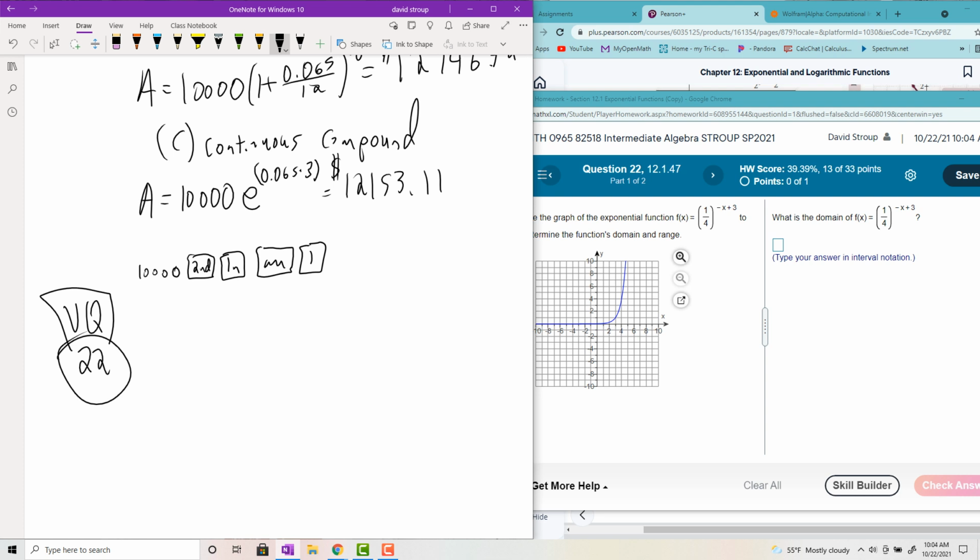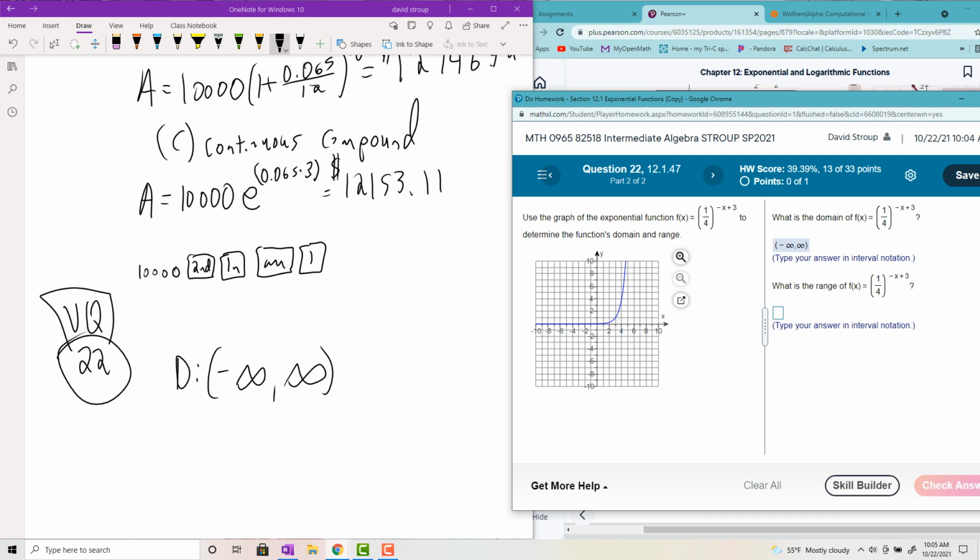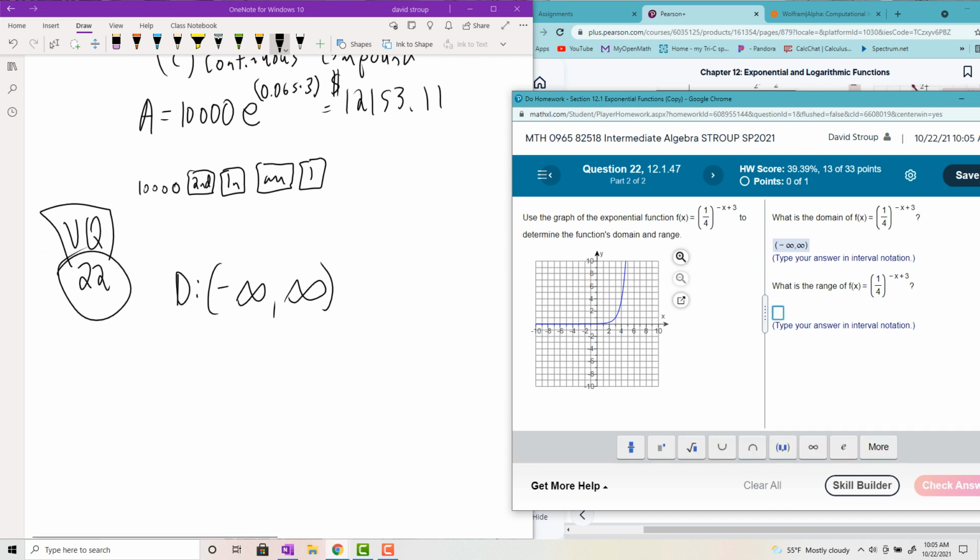Okay, so what's the domain of this thing? Of course, the domain for all of these guys is just going to be negative infinity to infinity. Then the range is probably going to ask for it. You can just look at the graph. It looks like it's going to go from 0 to infinity, right?